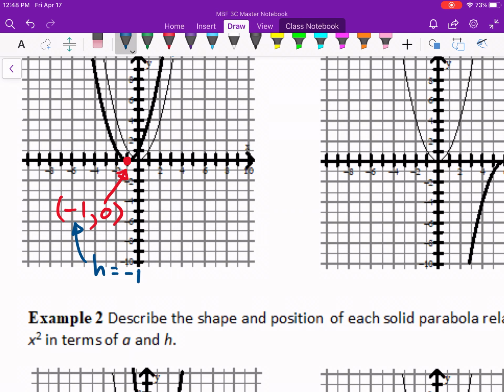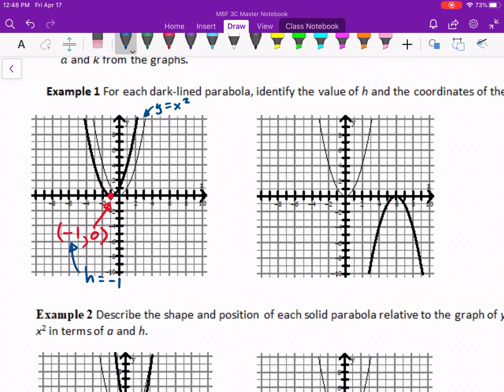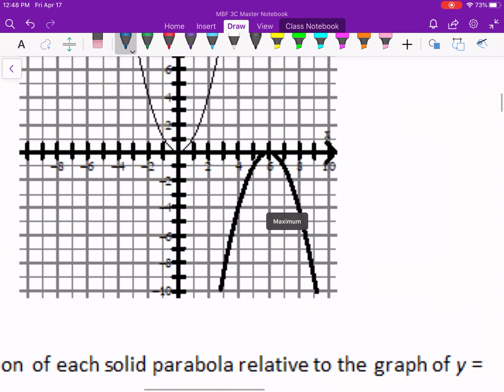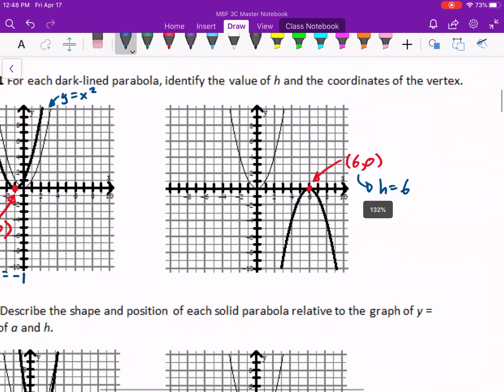So it's -1. It doesn't matter that this parabola opens up. That's got nothing to do with the h value. It's got nothing to do with the vertex. Just like for this one opening down, that has no effect on anything that matters for this question. The vertex is right here. It's the highest point in this case. The vertex is +6, 0, and the h value is just the x coordinate of the vertex, so it's +6.